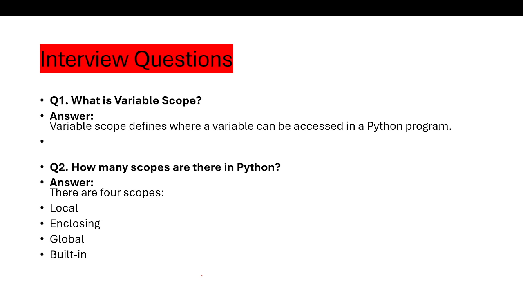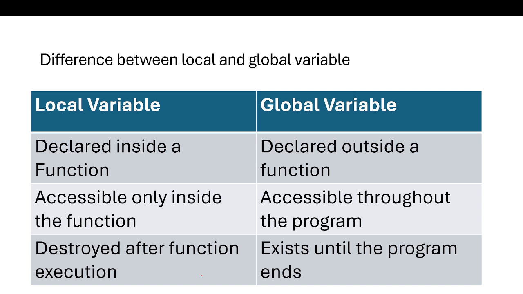So next one, how many scopes are there in Python? There are 4 scopes: local, enclosing, global, built-in. And what is the trick for this? Let's eat good burger. This is the trick.